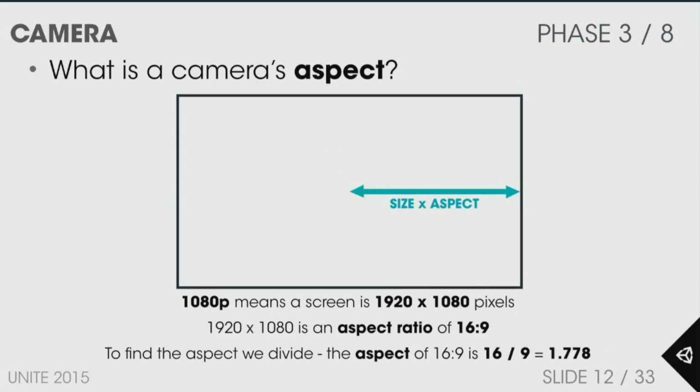The other thing to know about is the camera's aspect. If you're familiar with YouTube or video or TV in any way, then you'll know what 1080p is. 1080p just represents a screen size of 1920 by 1080 pixels. So we think of this as an aspect ratio of 16:9. So 16:9 is our aspect based on those particular sizes. To find the aspect of that being 16:9, we divide 16 by 9 and get 1.778. So the aspect, not the aspect ratio, the aspect of this particular example is 1.778.